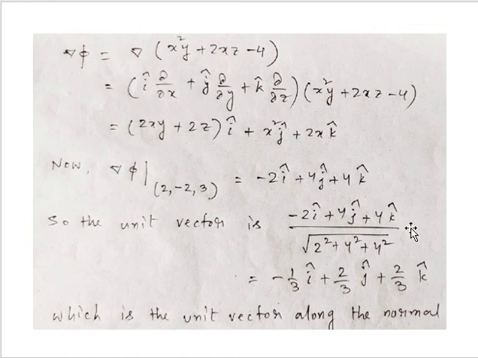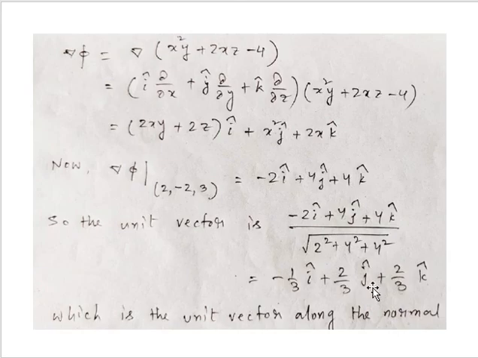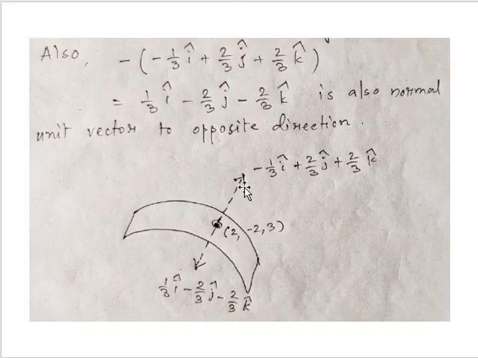The unit vector can be obtained by using this formula, the vector divided by the square root of the squares of these three components, 2 square, 4 square and 4 square, the square root of this. This is the formula for finding the unit vector. So this is the unit vector normal to the surface. Now look at this, this vector is this one, minus 1/3, at this point.